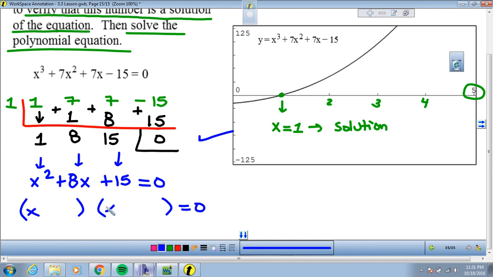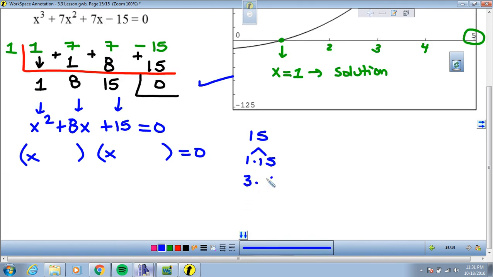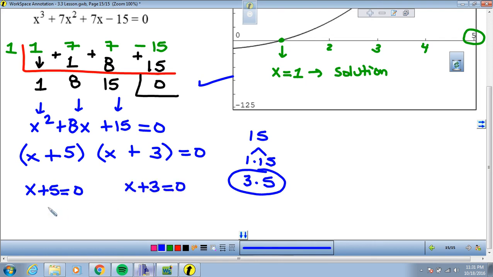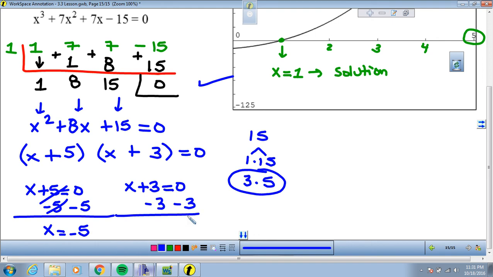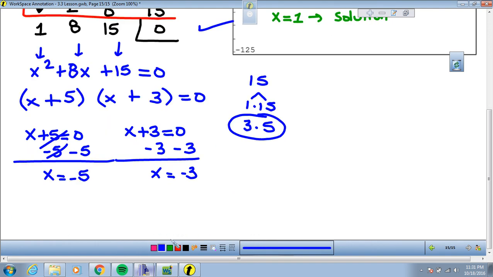x times x, x squared. For 15, you have 1 times 15. You also have 3 times 5. And you need two numbers that when you add them together, they're equal to 8. So it has to be 5 and 3. Everything's plus. And so x plus 5 equals 0, x plus 3 equals 0. Minus 5, minus 5, so x equals negative 5. Minus 3, minus 3, x equals negative 3. So these are the rest of the solutions.